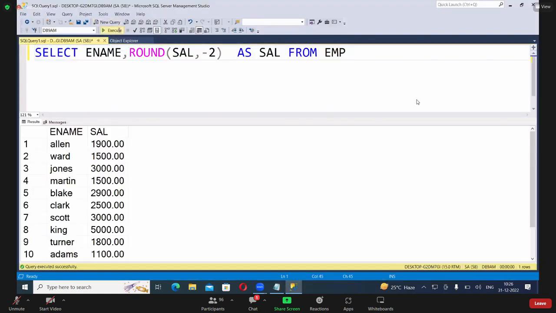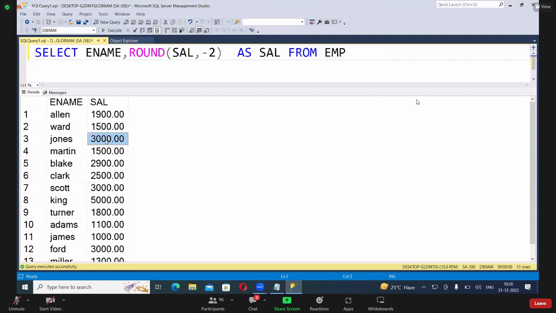Allen 1600, 1250. Next one, Jones 2975 rounded to 3000. Then Blake. Actually, Blake's salary is 2850, and it is rounded to 2900. Then understood? That's all. This is 2450, 2500. So every employee's salary is rounded to hundreds.